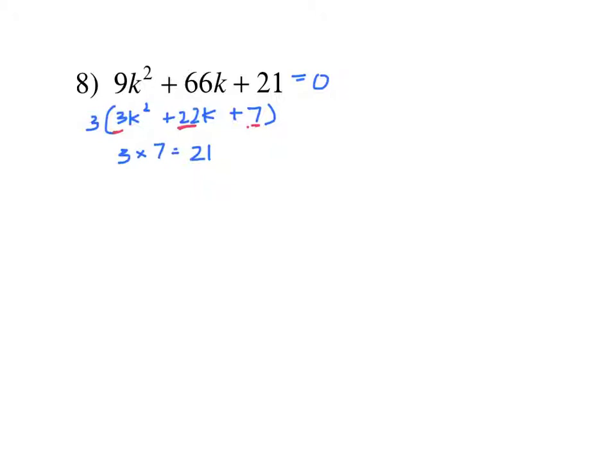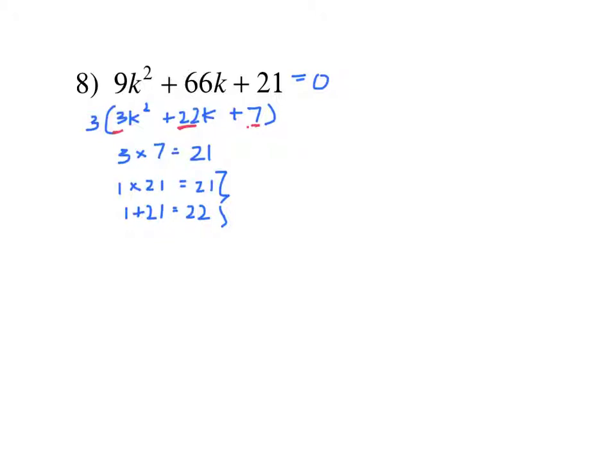And I know that if I multiply 1 times 21, that would give me 21, and if I add together 1 plus 21, that would give me the 22 in the middle term. So those are the two factors that I'm going to use. I'm going to use 1 and 21 as my two factors.